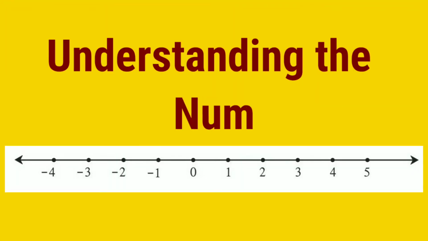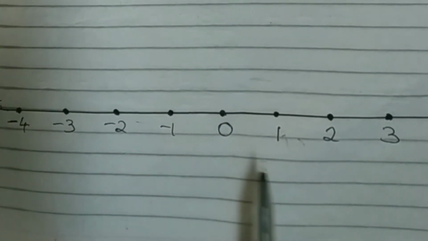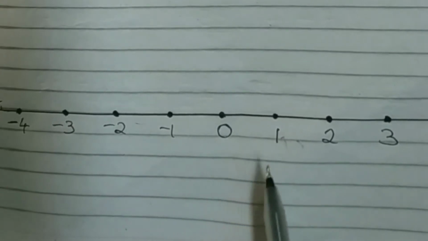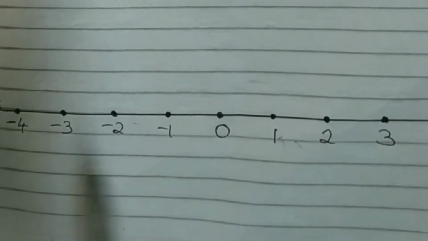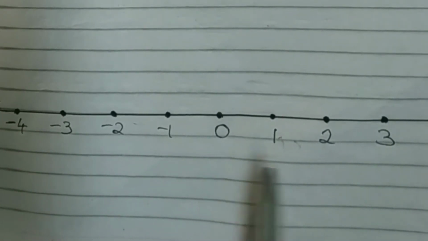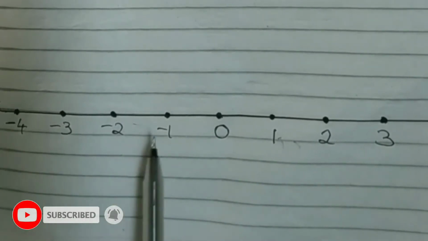First, we will understand the number line. In this number line, 0 is at the center and this side is the right side, and this side is the left side, and 0 is at the center. In the right side we have all the positive numbers and in the left side we have all the negative numbers.